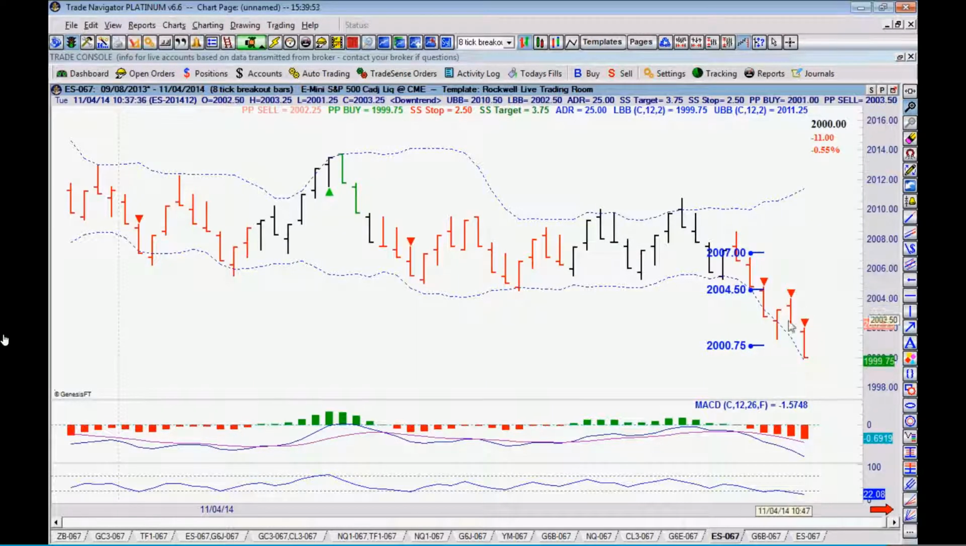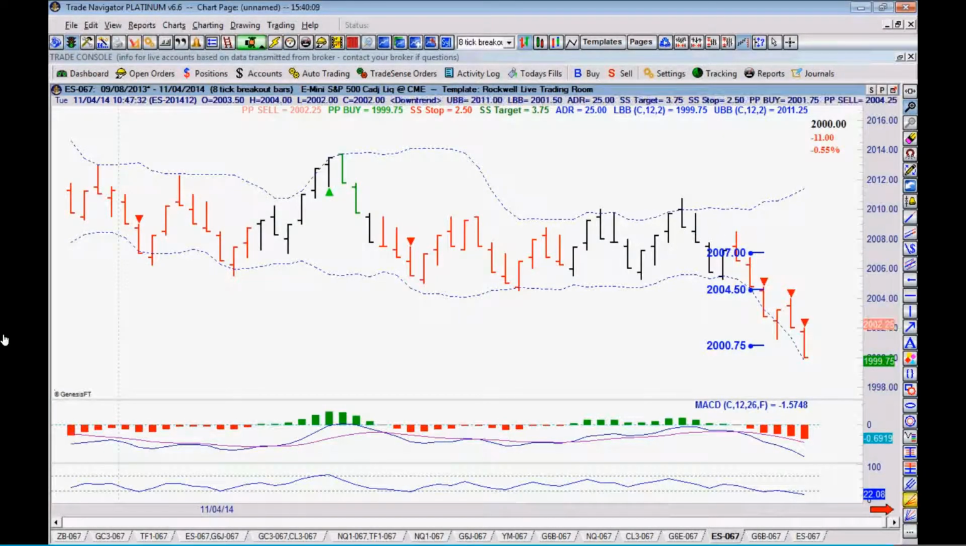We also see that the move does continue, but we don't want to get into this one late, and we see that with a black bar we would have a reason to get out of this trade, actually slightly worse than our profit target if we held on to this trade.